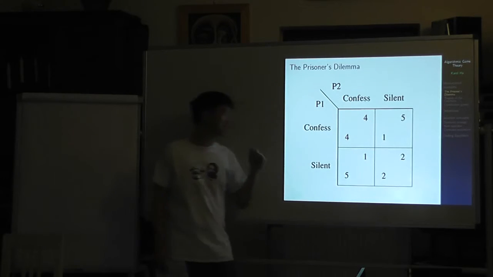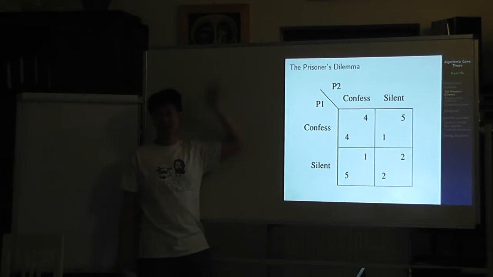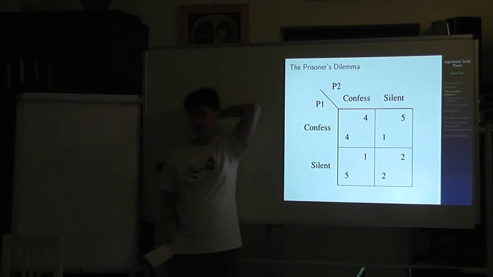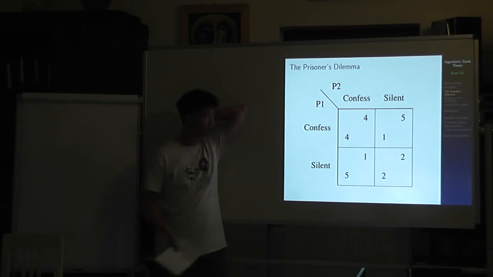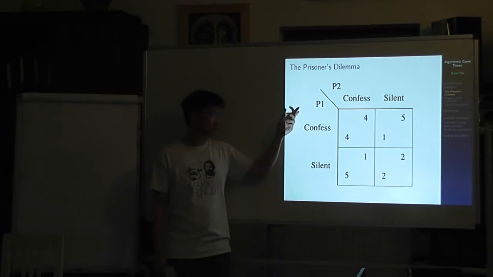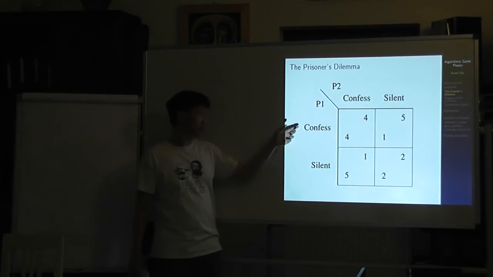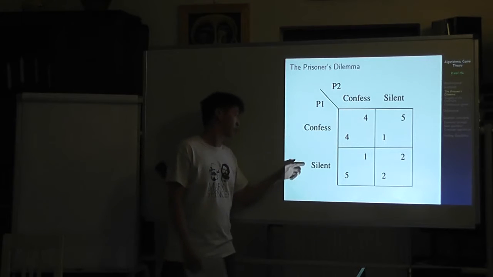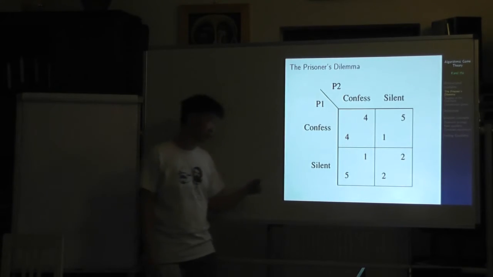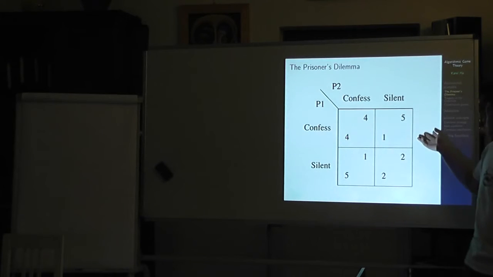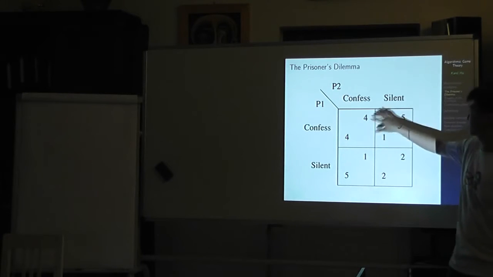So the classical example of the game is the Prisoner's Dilemma, and I'm certain that a lot of people know this, but just to be sure, imagine there are two criminals, criminal one and criminal two, and these are the players. Each of them has two options, either to confess to a crime or to remain silent. What you can see here is the so-called cost matrix. It is a bimatrix form.